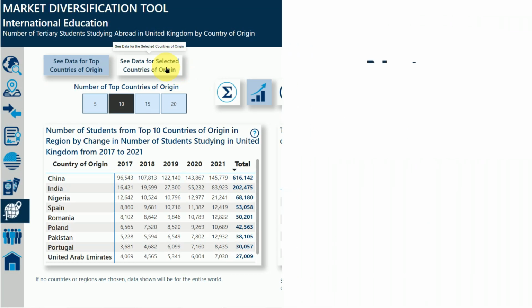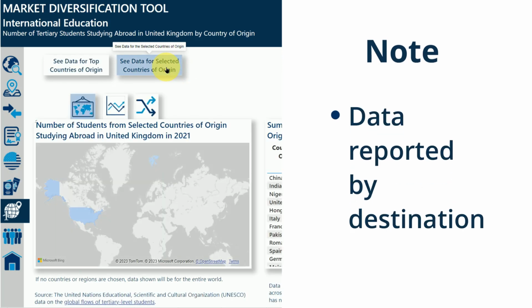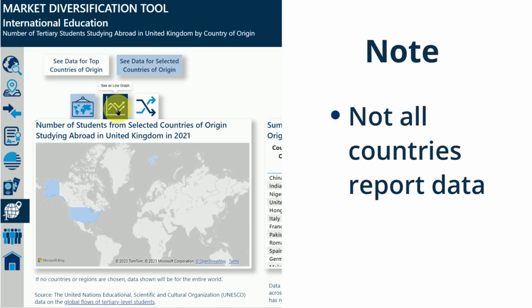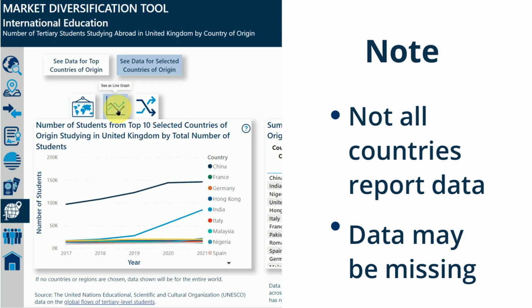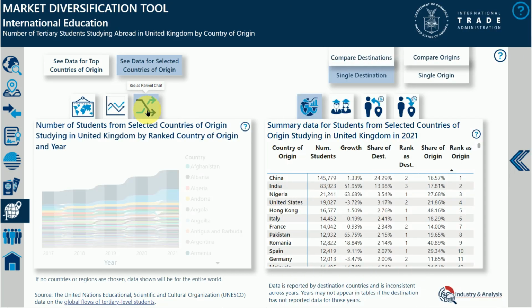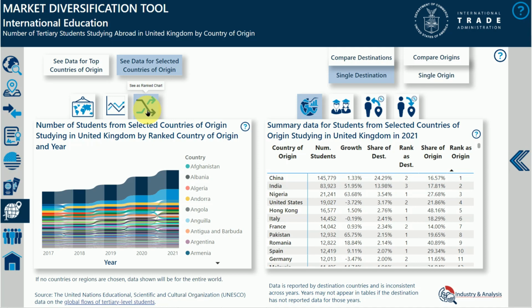The UNESCO data is reported by the destination countries. Not all countries report data, and data may be missing for some years. This may affect the calculated shares and trends.